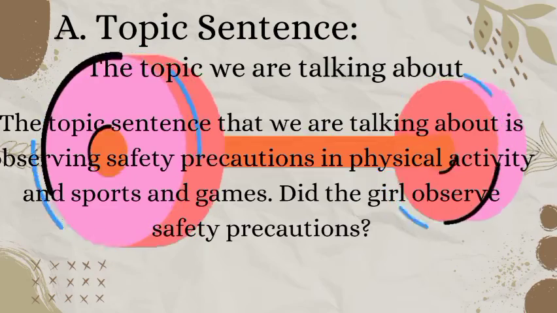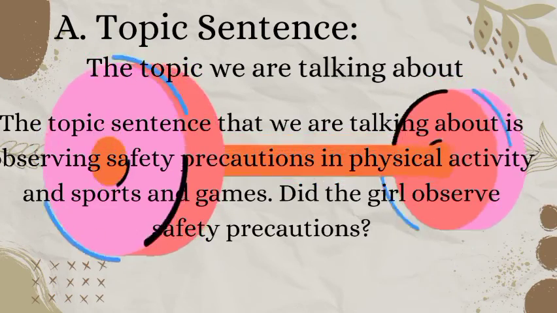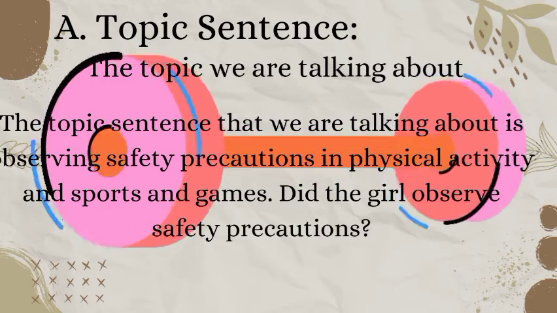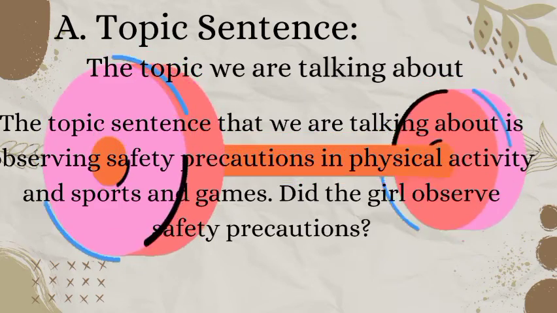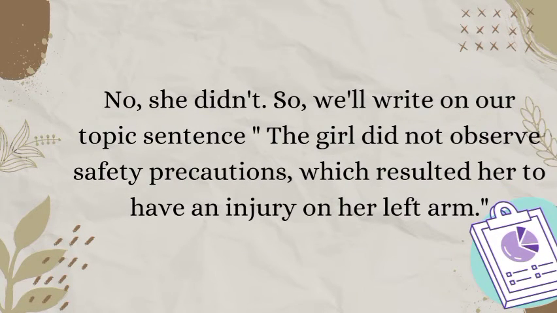A. Topic sentence. The topic we are talking about is observing safety precautions in physical activity and sports and games. Did the girl observe safety precautions? No, she didn't. So, we'll try to write our topic sentence. The girl did not observe safety precautions, which resulted in an injury on her left arm.